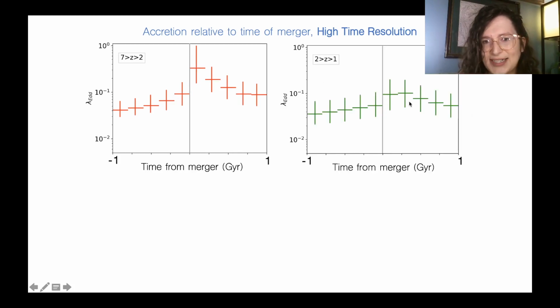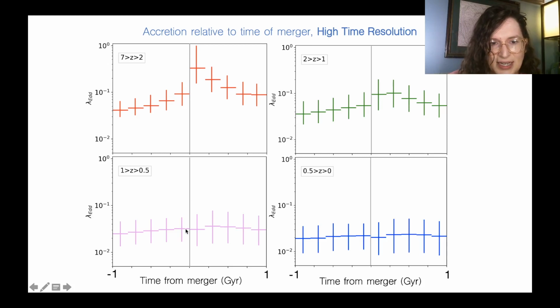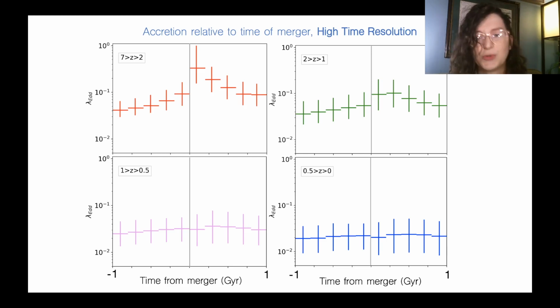Now, if we take this down to lower redshift, what we'll see is that the size of that enhancement decreases as we go down to low redshift. This has to do with black holes depleting the gas, the gaseous fuel that they have available to them for accretion.